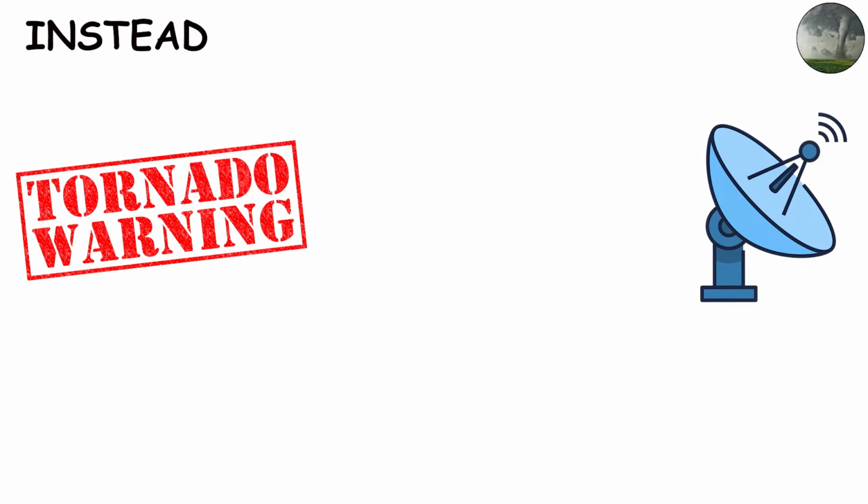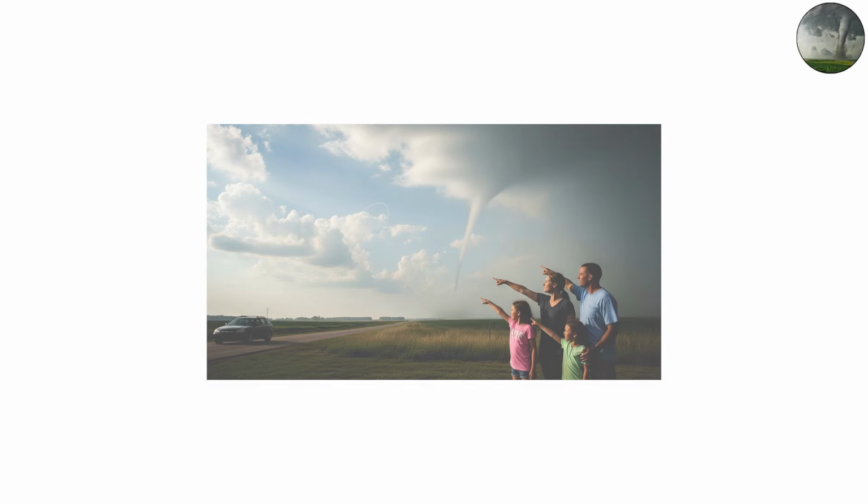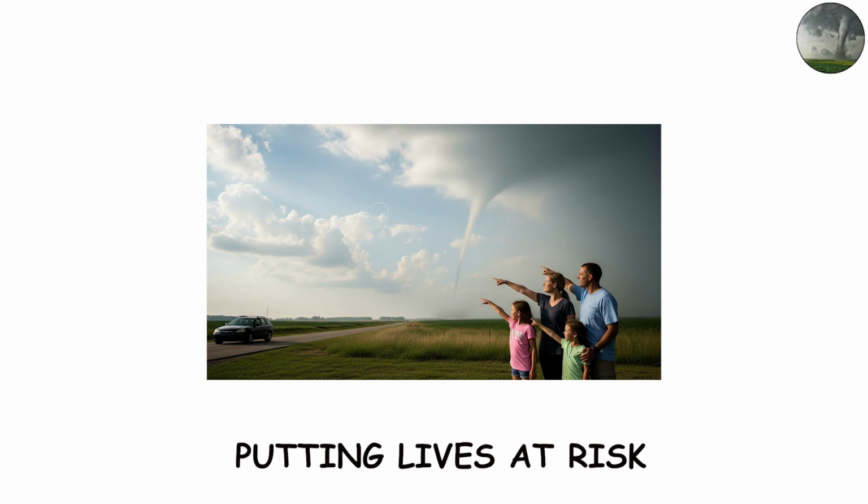Instead, attention must be paid to tornado warnings, radar alerts, and sky conditions such as dark, greenish clouds, large hail, and rotating wall clouds. Believing a tornado is always easy to see can delay sheltering, putting lives at risk.